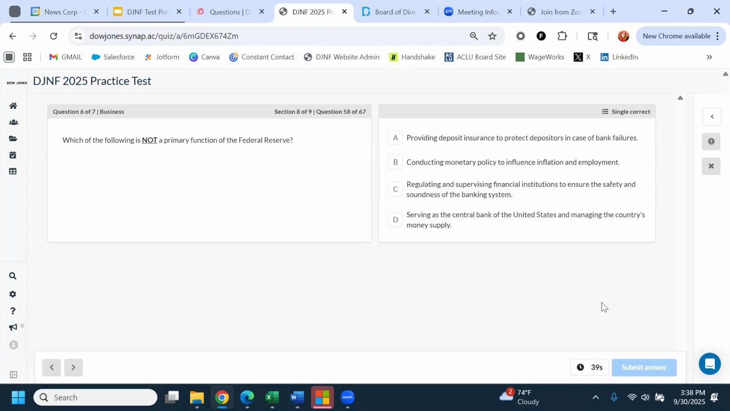Which of the following is not a primary function of the Federal Reserve? I didn't give you a lot of time to read all of these, so sorry about that. I should have given more time. It is they do not provide deposit insurance to protect depositors in case of bank failures. That would be the FDIC, another acronym.